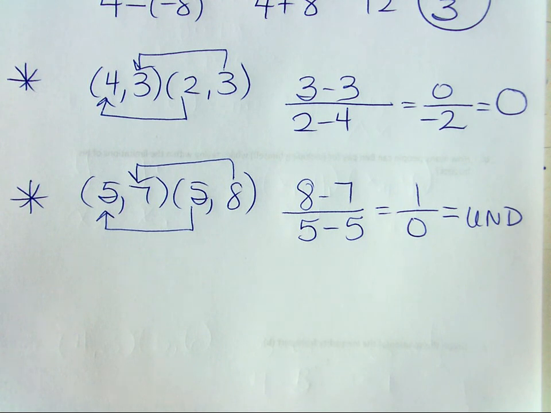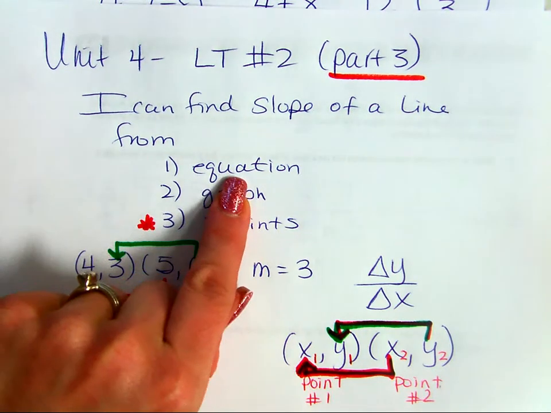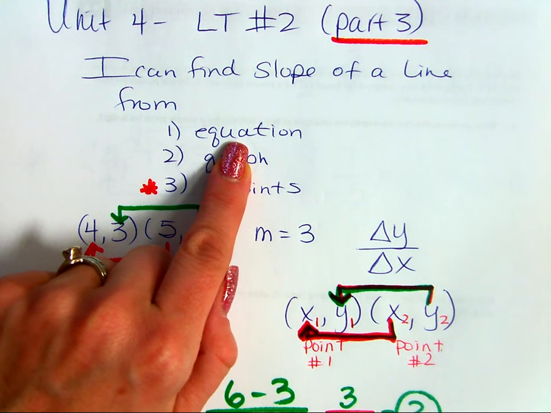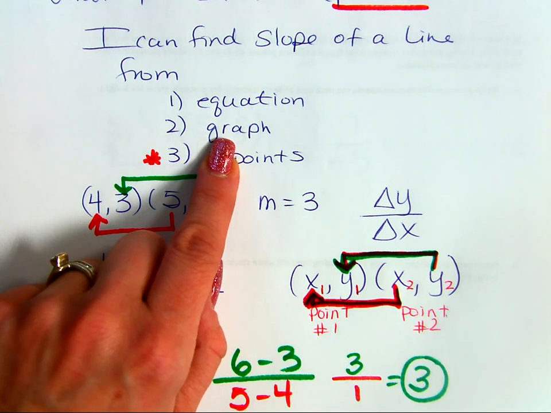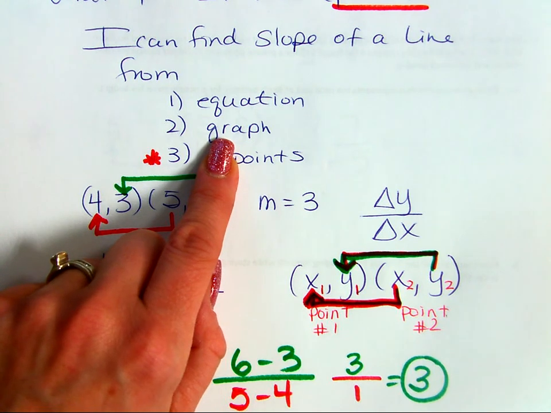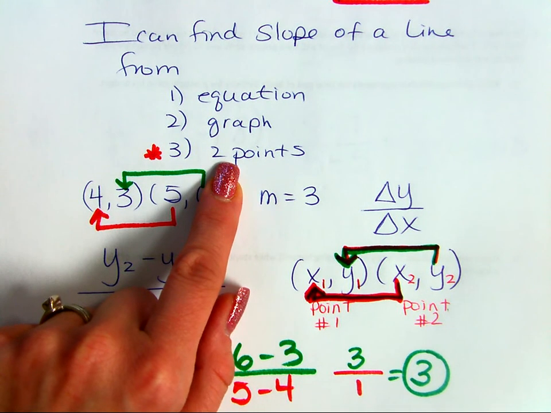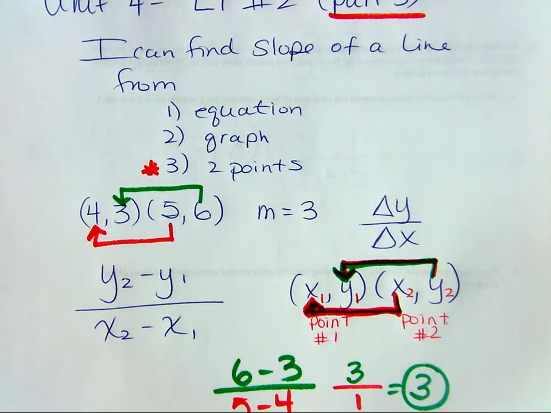Okay, so what I need you to make sure you know is I can find slope from an equation. Either it's staring you in the face, or you got to solve for y and find it. Check. From a graph, do you know the rise over the run? Do you know when you go down you make it negative? Okay. And from 2 points. Got it? That is learning target 2.